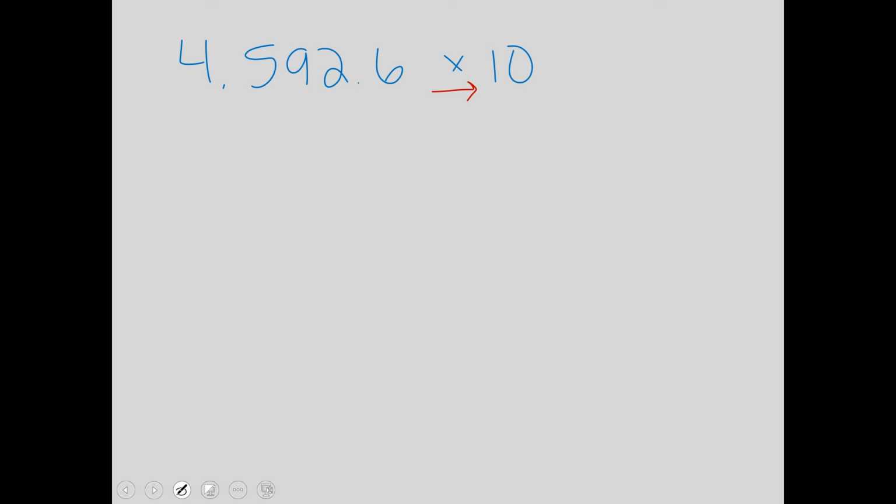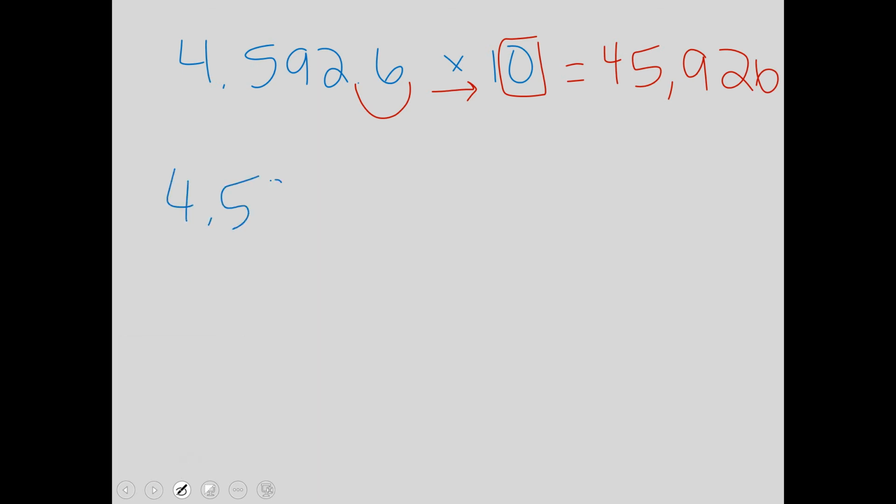And then the second thing is I need to figure out how many times I'm going to move that decimal. So when I look at the number 10, I see 1 zero, which means I'm going to move that decimal one time to the right. So if I take that decimal, move it one time to the right, 4,592 and 6/10 times 10 is going to give me a final answer of 45,926.